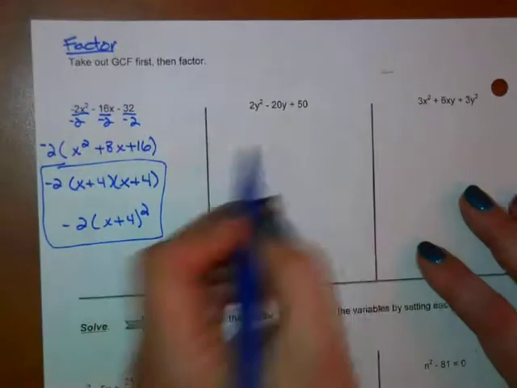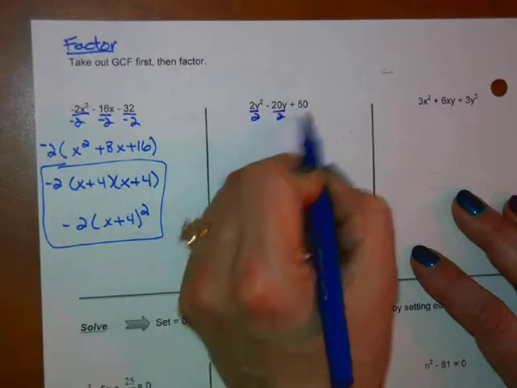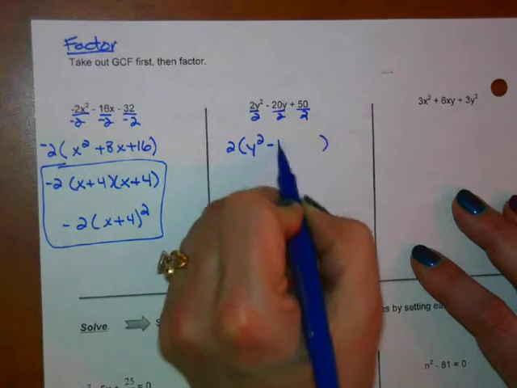Let's do another. Let's do these two because they're both kind of different. So here I can divide out a 2. I have to do that first, always. And then I'll see what I'm left with.